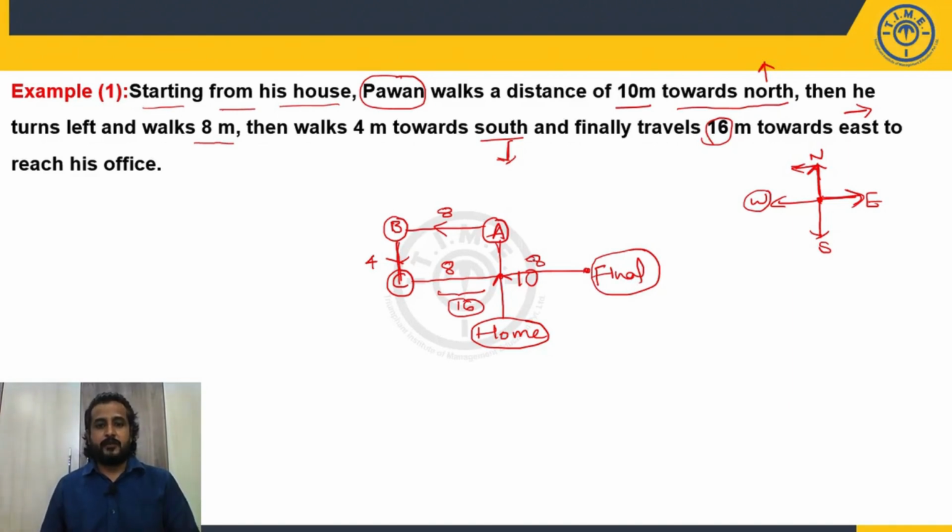Right. So starting from the house, Pawan traveled 10 meters towards north. After that, he turns left, so he is traveling towards west, and traveled 8 meters. Then walks 4 meters towards south. So from point B, on paper, downwards is towards south. So take the downwards point C. And from C, he is moving towards east. On paper, east is towards the right side of a point. So from point C, the right hand side, 16 meters. So this is the path.